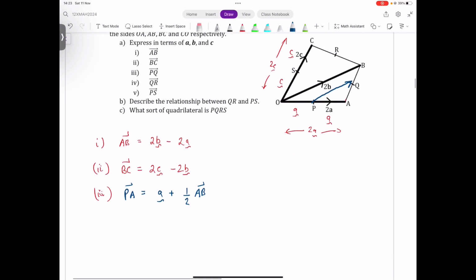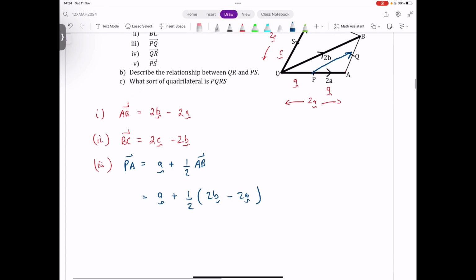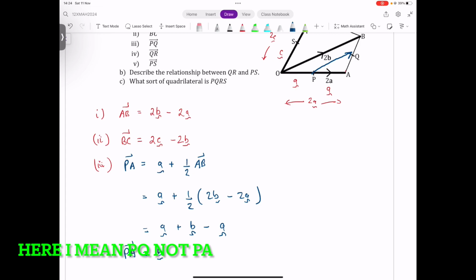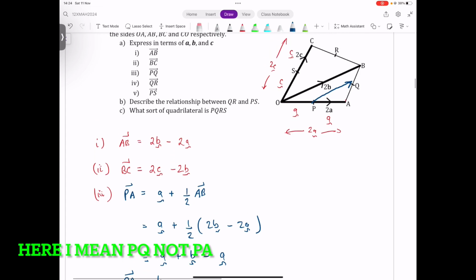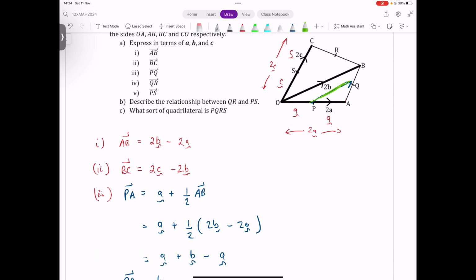We already know, though, that AB is 2B minus 2A. So PQ is equal to A plus B minus A, which is equal to the vector B. So PQ is the same as vector B, and that does look like that on our diagram. This vector does look like that vector there, so that does make sense.